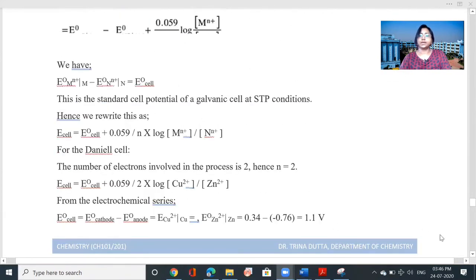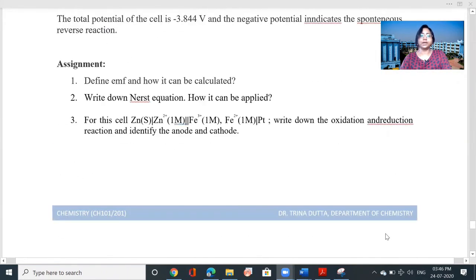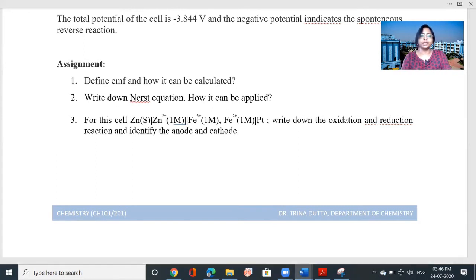What is the next question? So the next question is number 3. For this cell, there is a cell given, and write down the oxidation and reduction reactions and identify the anode and cathode. Okay, so you have to write the oxidation and reduction. So you know how to write oxidation and reduction.